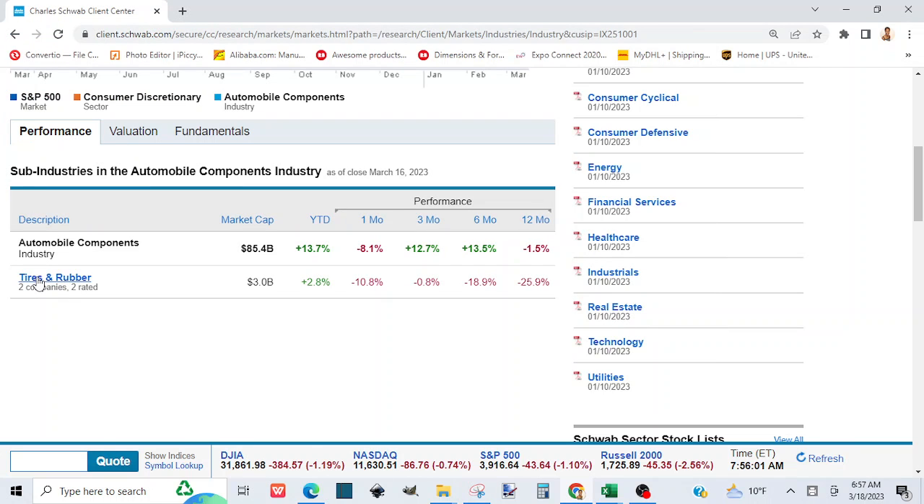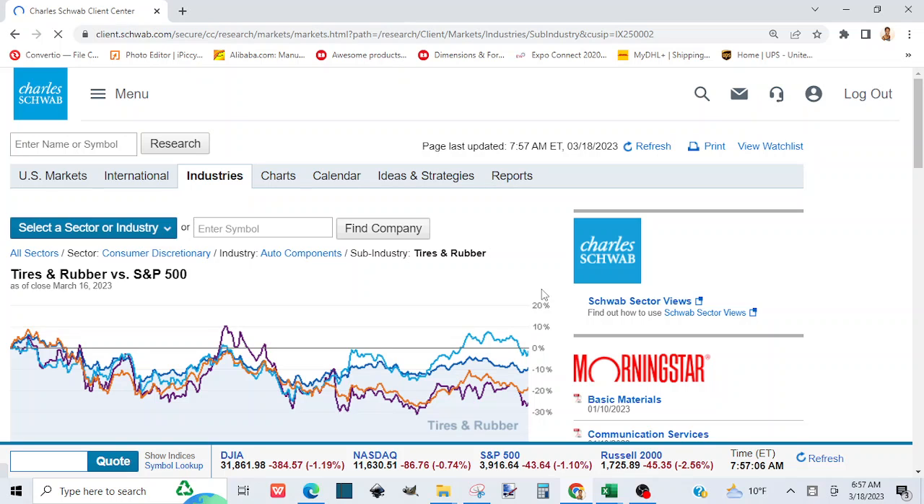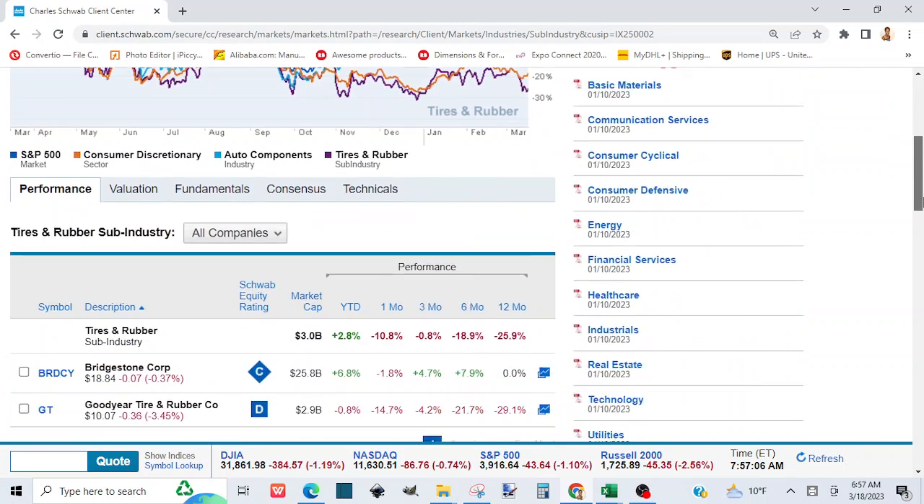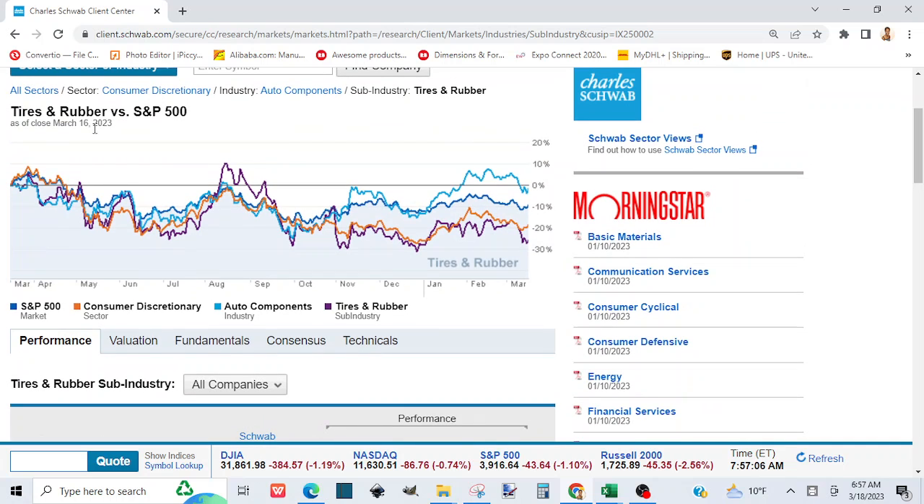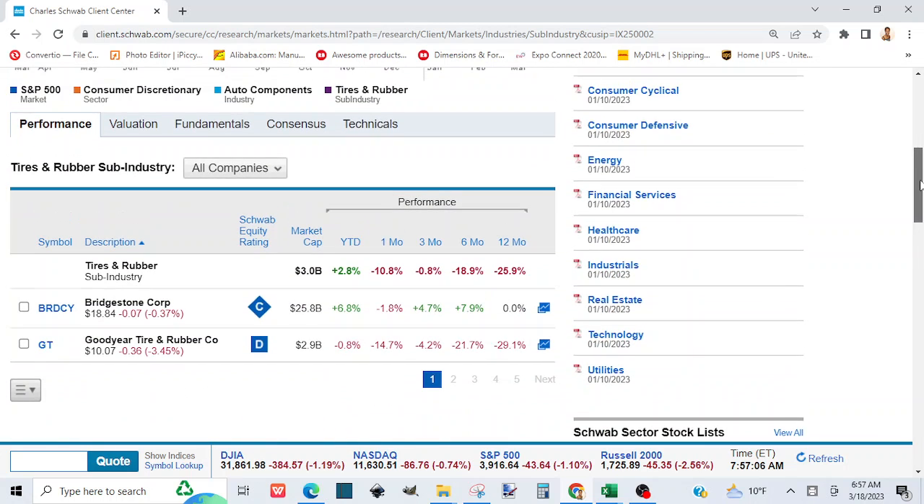So we are going to click on tires and rubbers. And like we said before, it has two companies. And you can see all sector, and that's the consumer discretionary. The industry is auto component, and the sub-industry is tire and rubber. And it tends to give you the graphs for S&P 500 compared to that sub-industry for you to see how they are performing. But it's not really what I pay attention to.